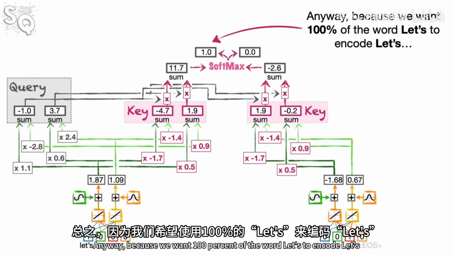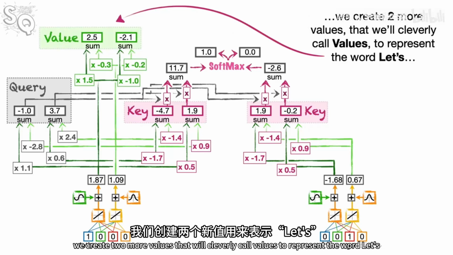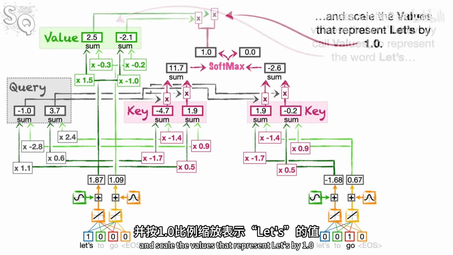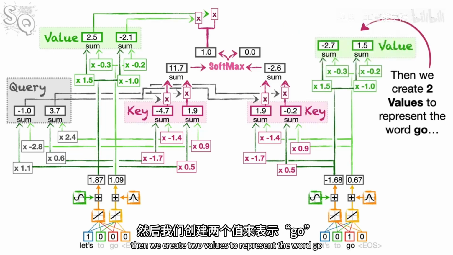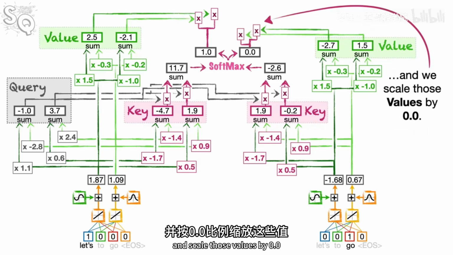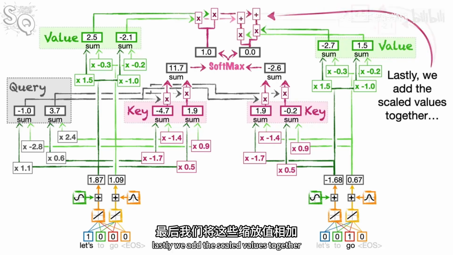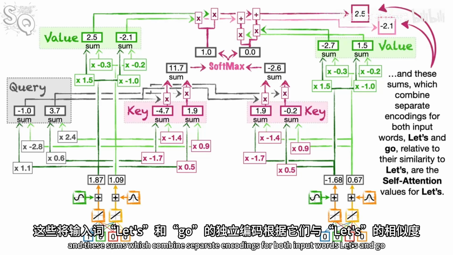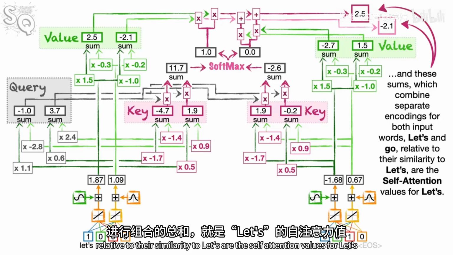Anyway, because we want 100% of the word let's to encode let's, we create two more values that we'll cleverly call values to represent the word let's, and scale the values that represent let's by 1.0. Then we create two values to represent the word go, and scale those values by 0.0. Lastly, we add the scaled values together. And these sums, which combine separate encodings for both input words, let's and go, relative to their similarity to let's, are the self-attention values for let's.